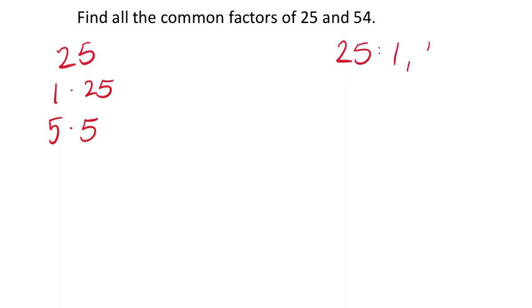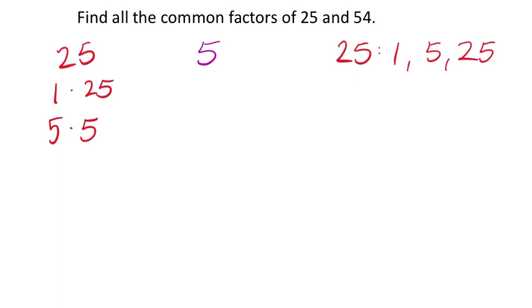Okay, let's look at all the common factors of 25 and 54. So 25, well, I know it's divisible, of course, by 1 and itself. So that's a factor pair. The next one I know of is 5 and 5, and that's all I know. So factors of 25 as a list would be 1, 5, and 25. That's it.